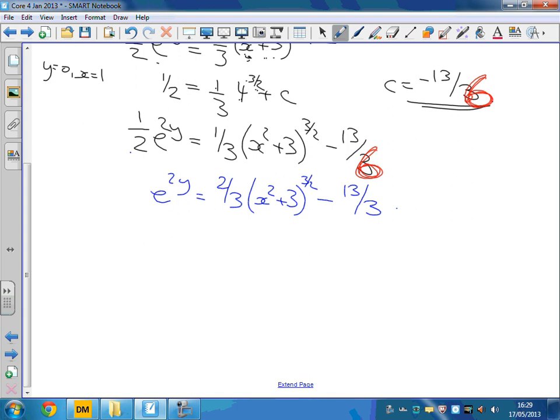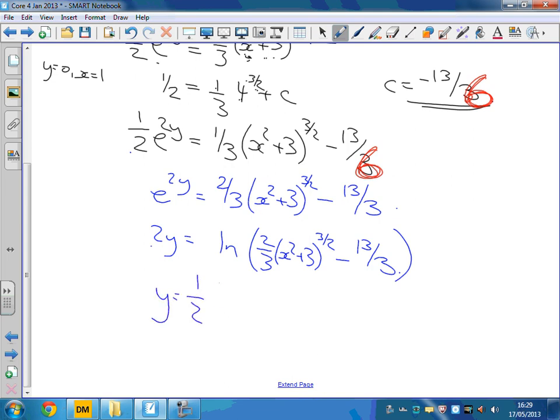Now, how do I get rid of the e? I ln it. I've got the ln, or the natural log, of x squared plus 3 all to the power of 3 over 2 minus 13/3. Big close bracket. Finally, I need to get rid of the 2. I halve it. Half the ln of that whole thing there, and you're finished.